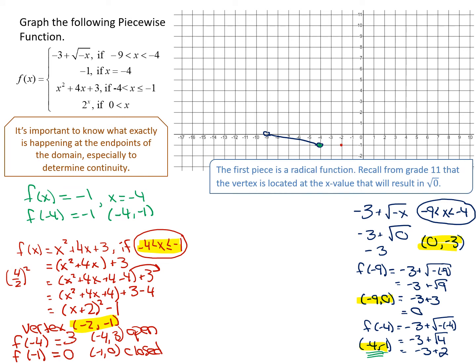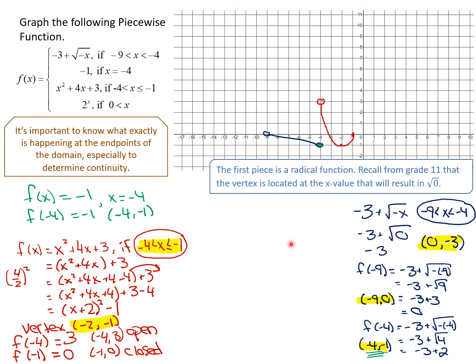So let's put those on the graph. And because this is a function, the question said it was a piecewise function, it makes sense that we would have this red open circle here, because below it we have a closed circle, and it wouldn't be a function if we didn't have that. So now I'm going to connect my dots. All right, there's our quadratic piece.